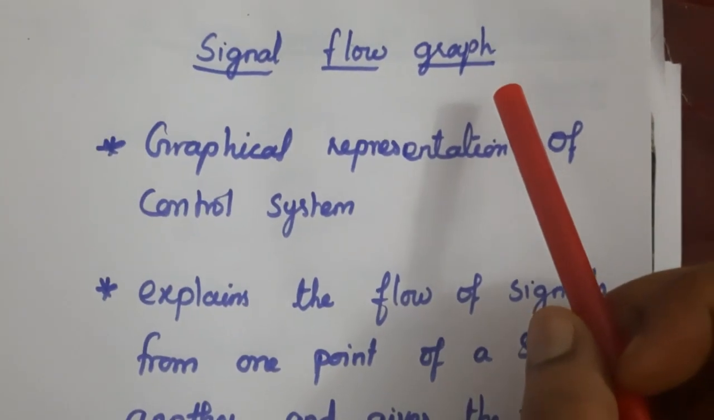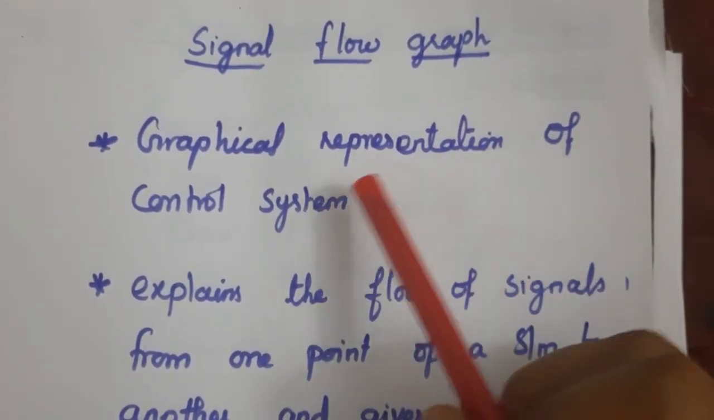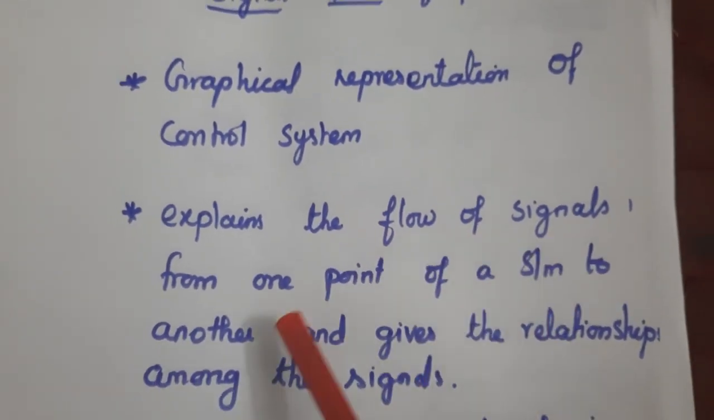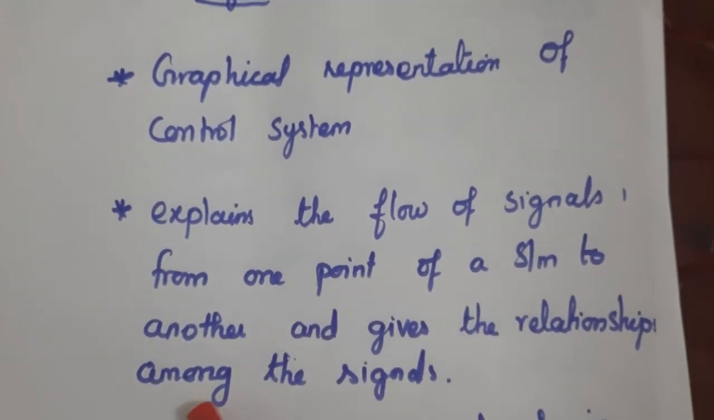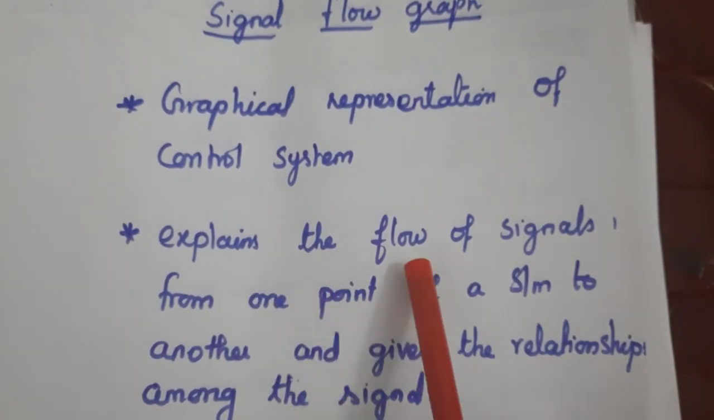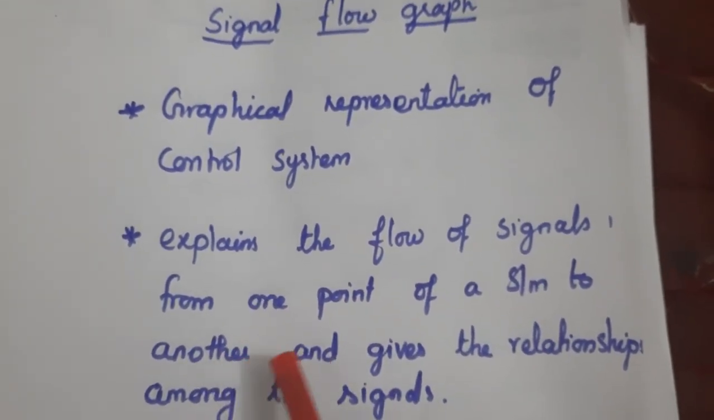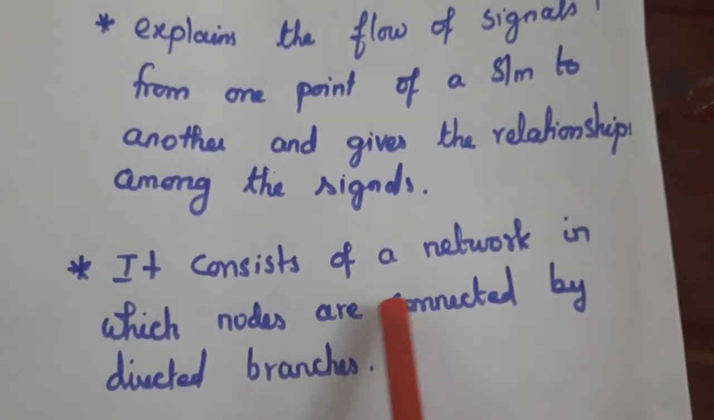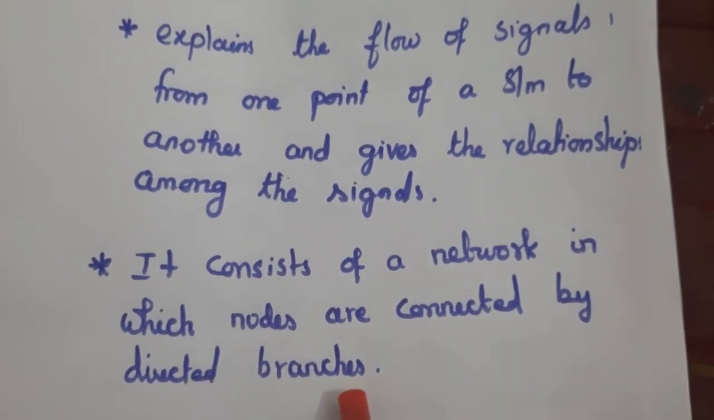In this video we are going to see about signal flow graph. This is a graphical representation of a control system, and it explains the flow of signal from one point of the system to another and gives the relationship among signals. It consists of a network in which nodes are connected by directed branches.